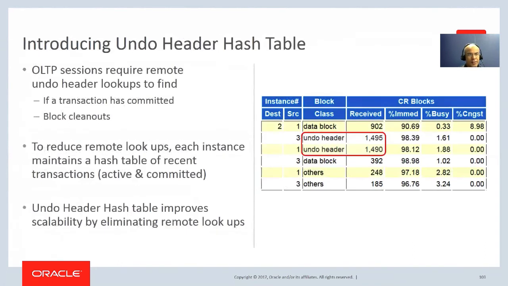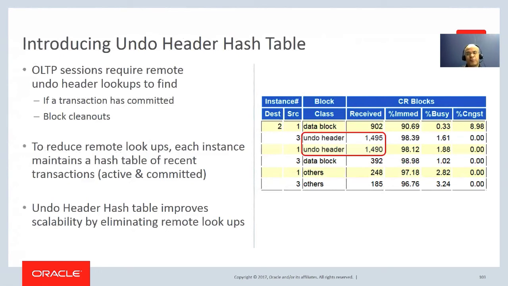Again, moving on to the undo header hash table. Remember, whenever you have an OLTP workload, you're going to insert, update, and delete a lot. And whenever we do that, there are things that have to be done under the covers. For example, when you insert, whether it's committed, whether other nodes have committed it. So there is a requirement to look up or synchronize with other nodes on some of these things.